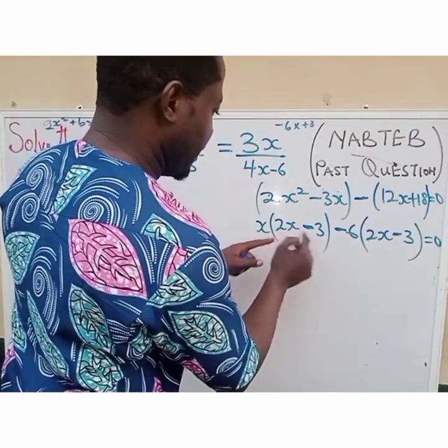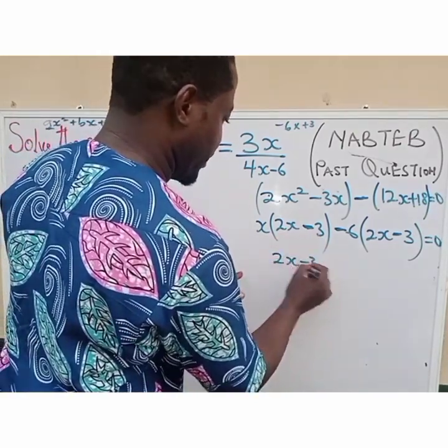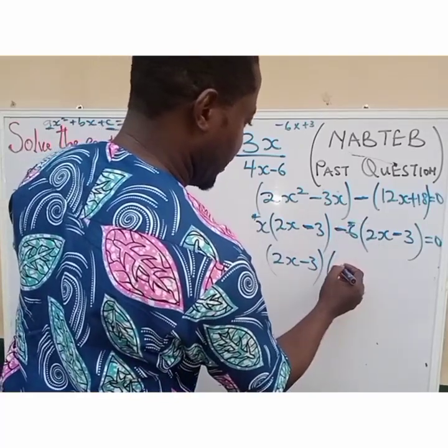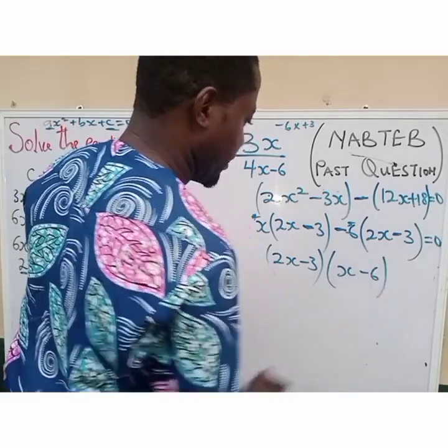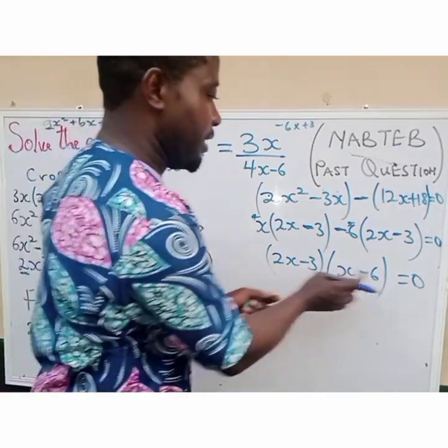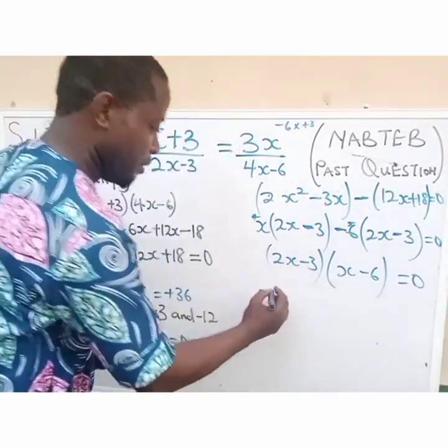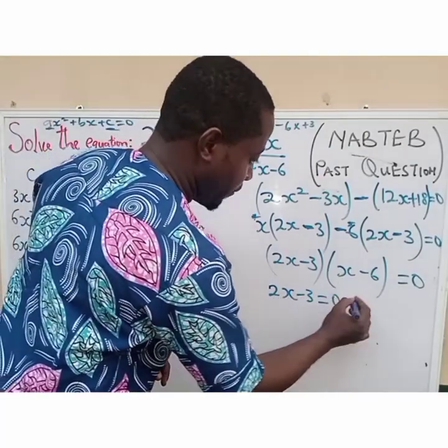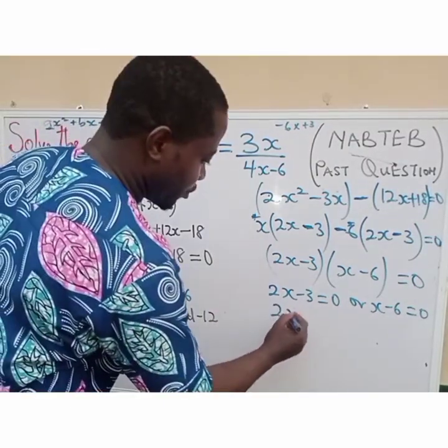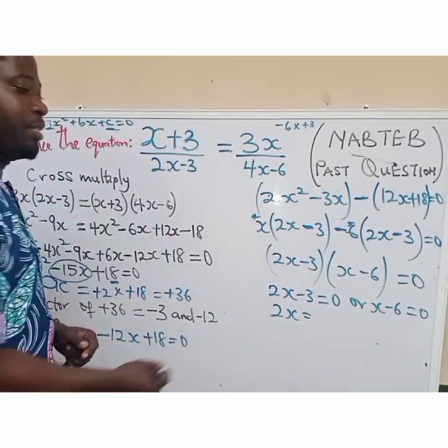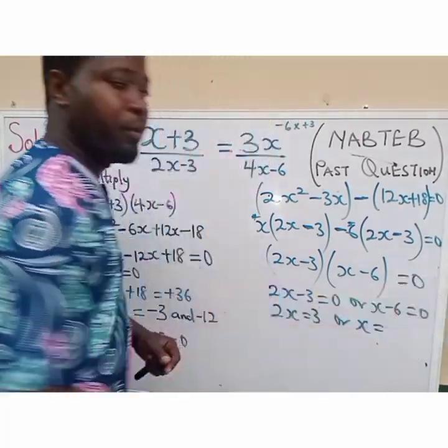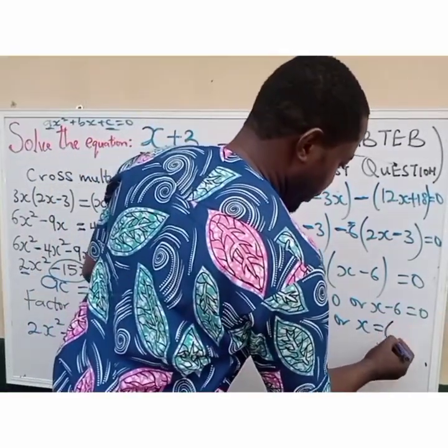Now the first thing, let me pick this one, 2x minus 3, and we pick this and this. That will be x minus 6 equals 0. Now that means 2x minus 3 equals 0, or x minus 6 equals 0. I'm going to have 2x equals, when minus 3 moves here, it becomes 0 plus 3, that will be 3. Or x equals, when minus 6 moves to the other side, it becomes 0 plus 6, which is 6.